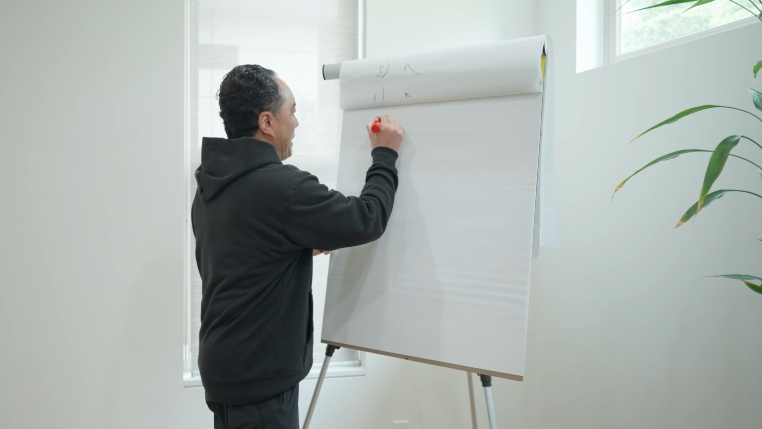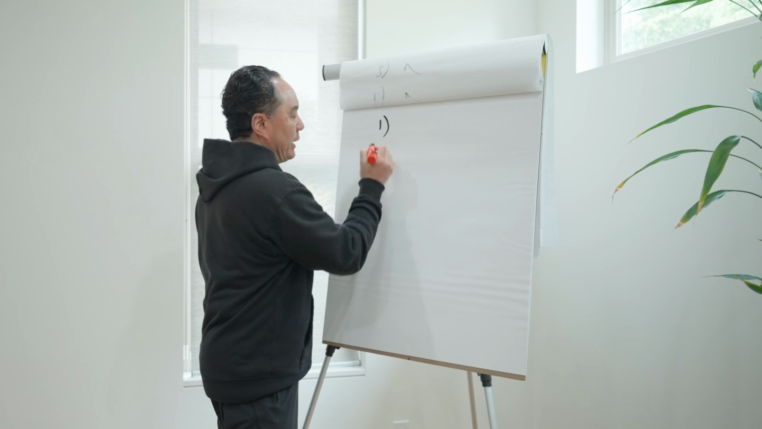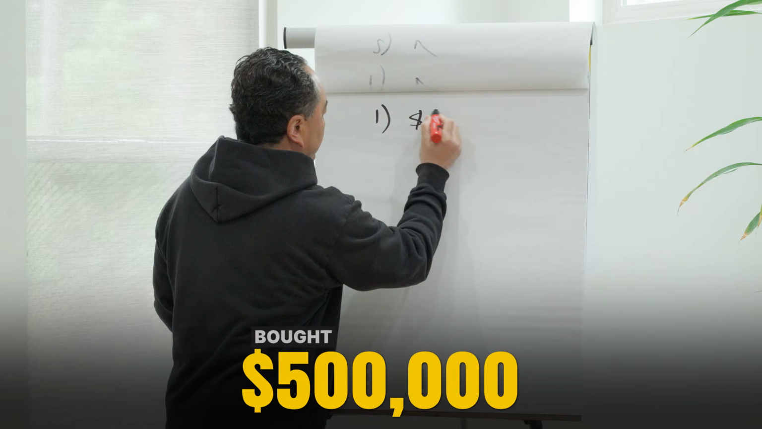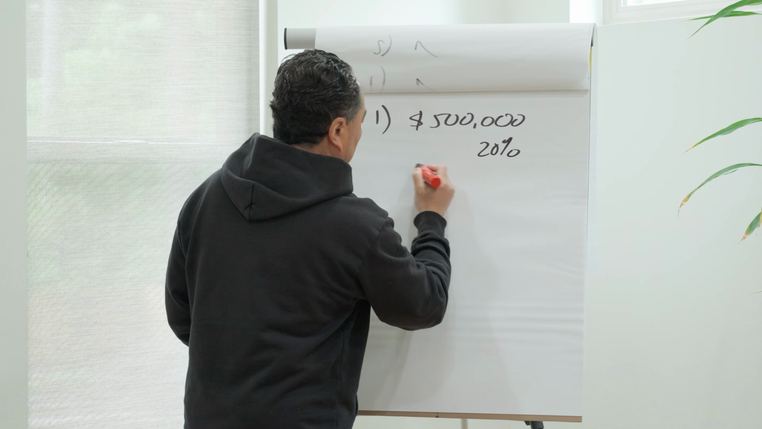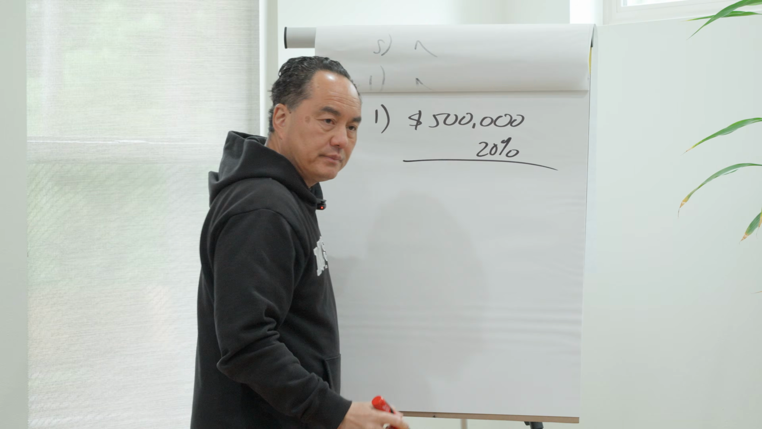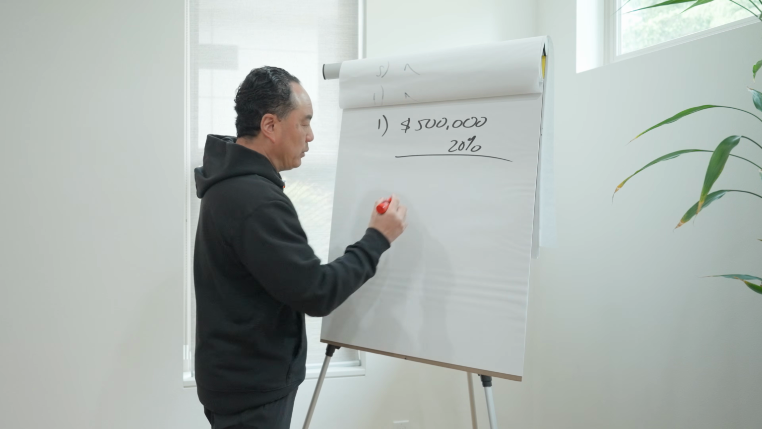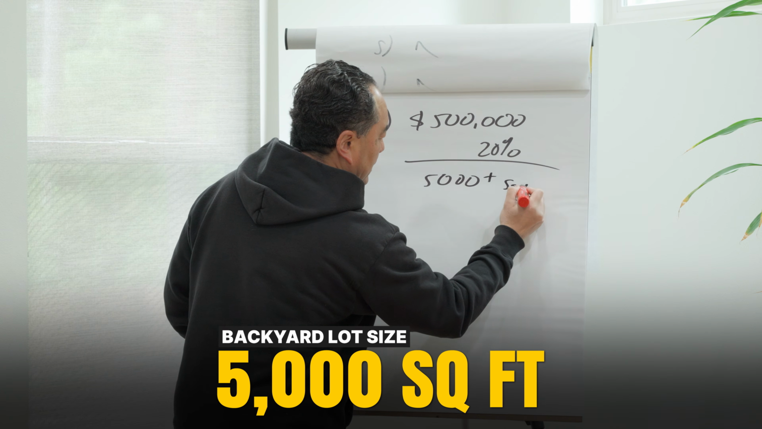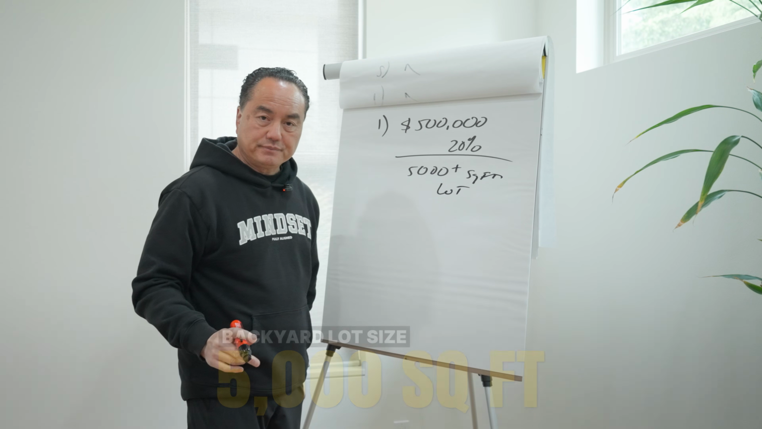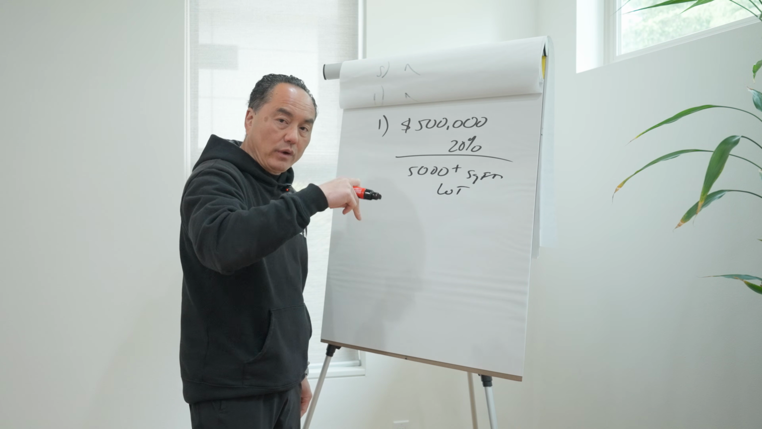Let me show you. You buy a property, all right? Say property number 1. Let's say you use $500,000 for the house. You put down 20%, you buy a property. Boom. But the key is you want to buy a property where you have a backyard that's at least 5,000 square feet lot size and bigger. That way you have a backyard.